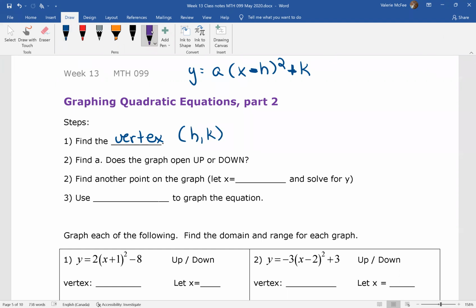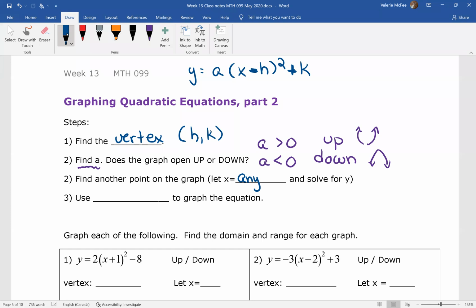The next thing we want to do is look at a. Is a positive? Then we know that the parabola will open up. Is a negative? Then we know that the parabola will open down. We want to find another point on the graph, on the parabola, and we can let x equal any number. Usually we choose a number close to the vertex.